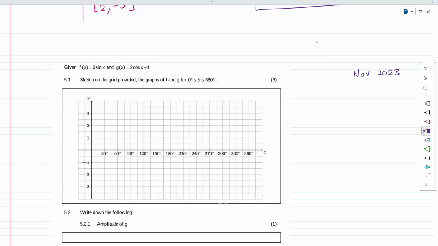F of x is 3 sine x. Guys, the alpha is where the x is. I'm going to do both at the same time. G of x is 2 cos x, and then it's plus 1. Start at 0. End at 360. Step in 30.